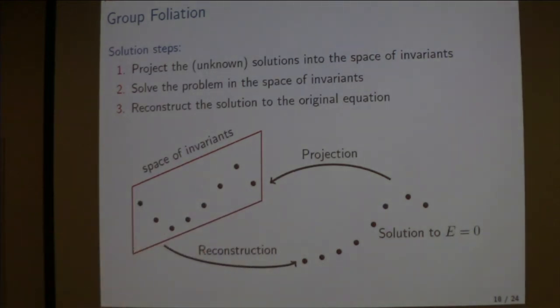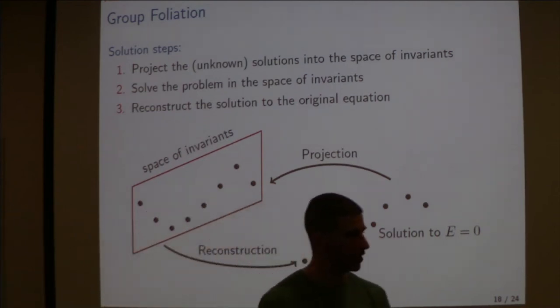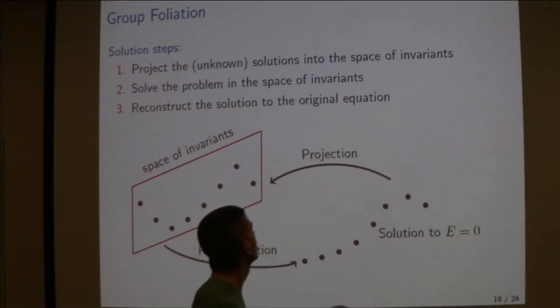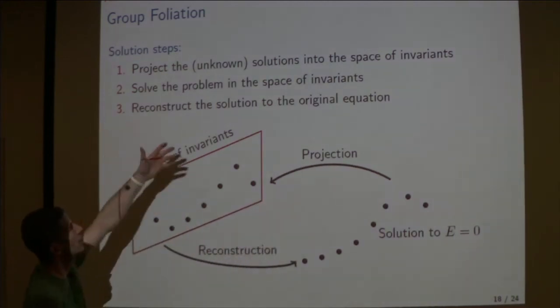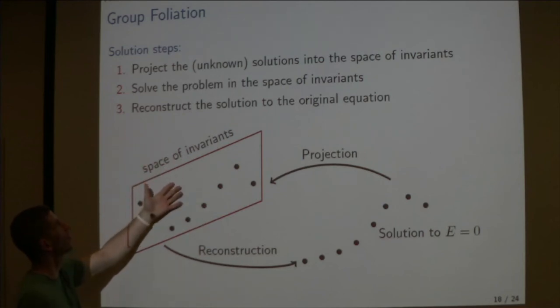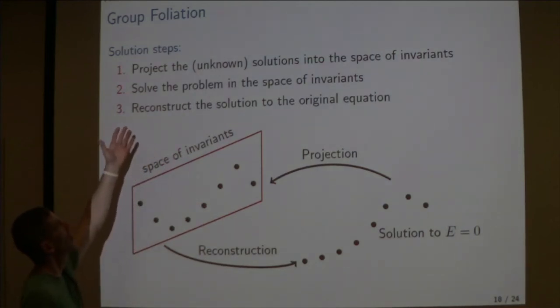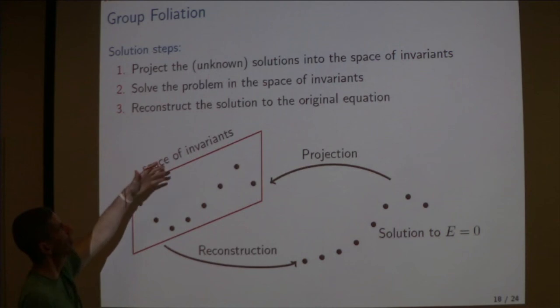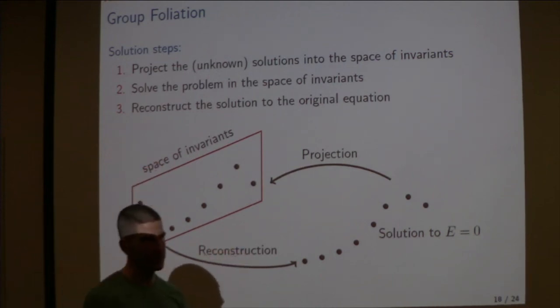So with this, we can now come back to the problem that we wanted to solve, which is how to solve a finite difference equation using the group foliation method. So we can look at that. There are 3 steps. Step 1, project all the solutions onto the space of invariants. Step 2, solve the problem in the space of invariants. Step 3, reconstruct the solution.